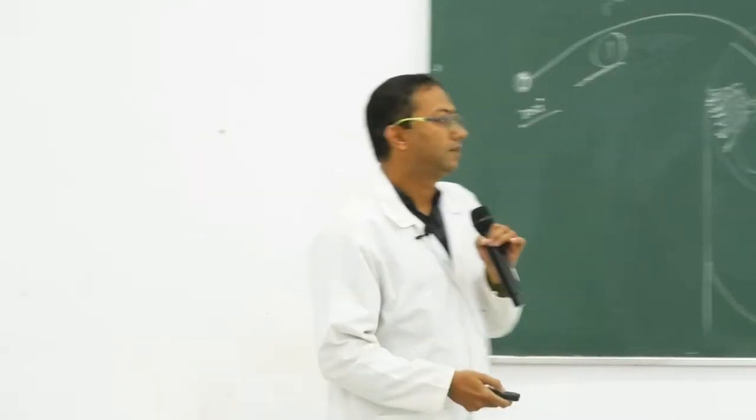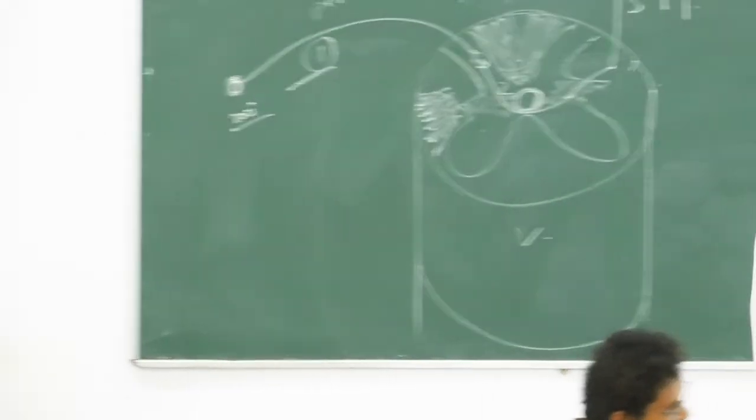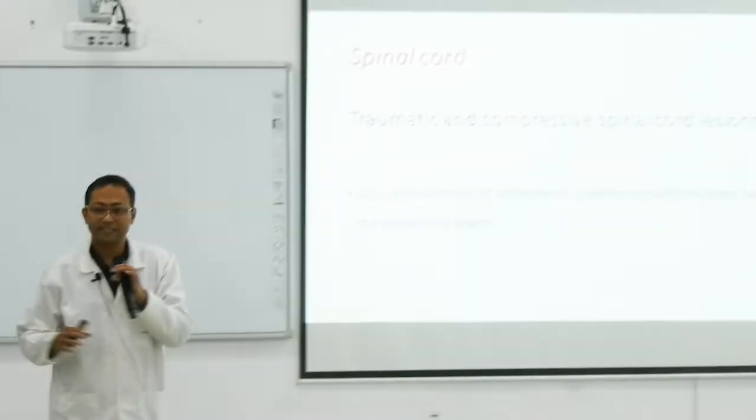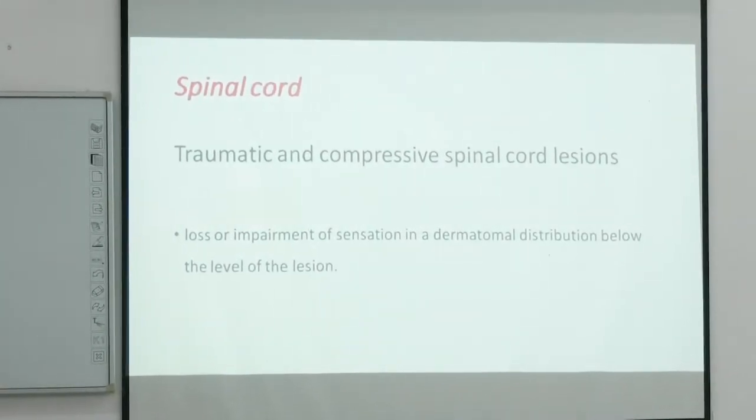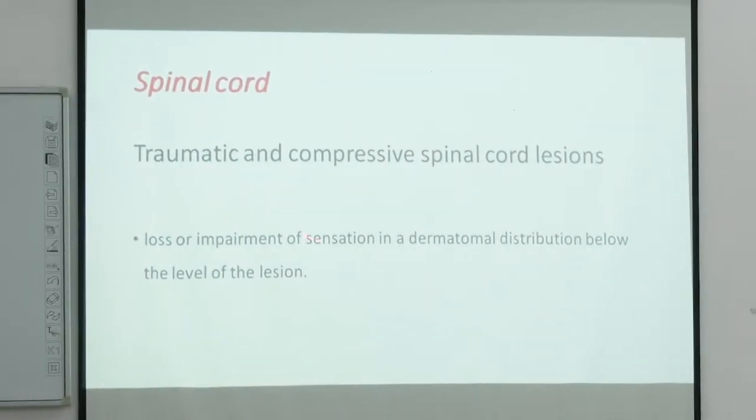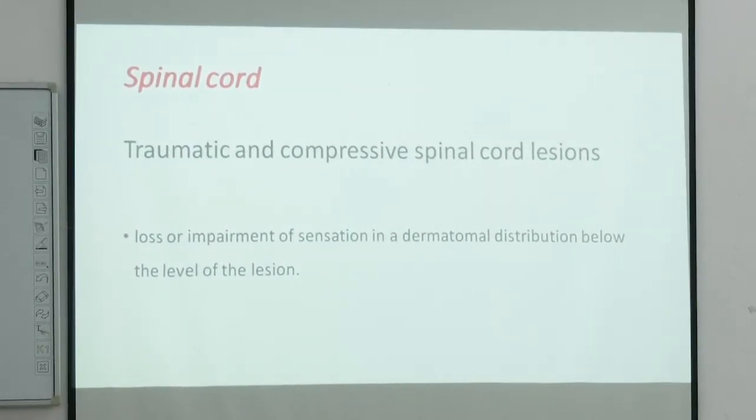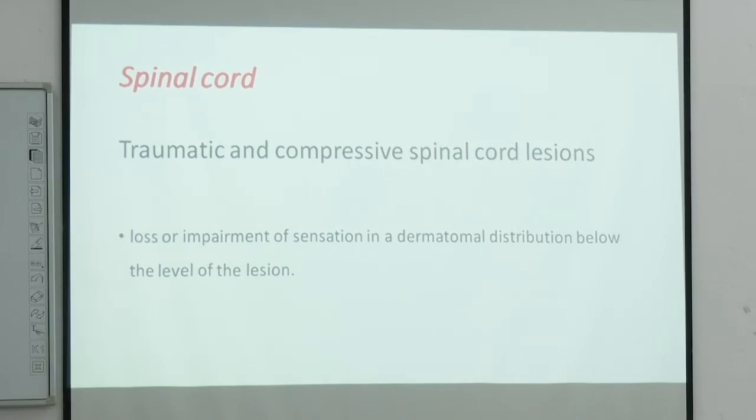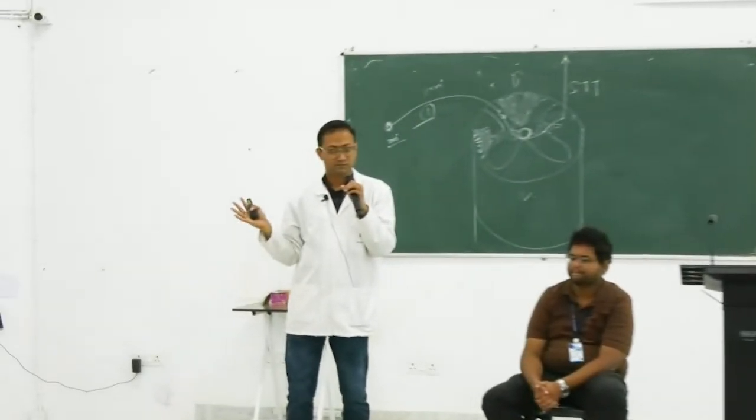right? Now moving on. Now spinal cord. There might be spinal cord lesion, traumatic or compressive spinal cord lesions, right? So loss or impairment of sensation in a dermatomal distribution below the level of the lesion, right? Simply, when there is a spinal cord lesion at some point, below that point, all sensations will be lost.